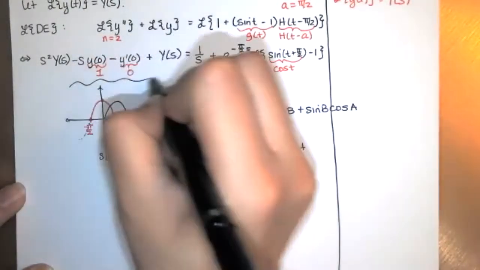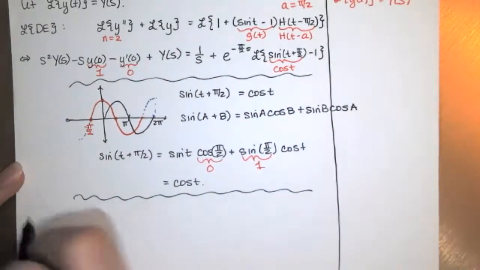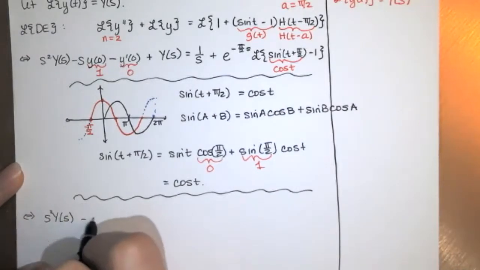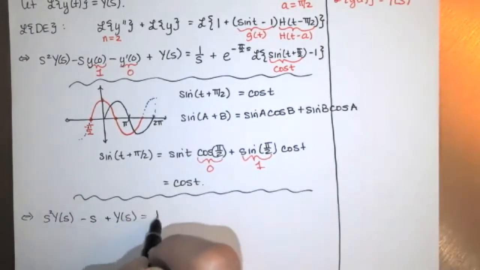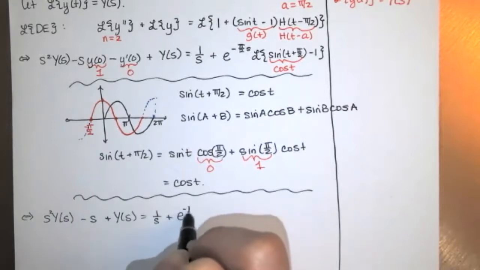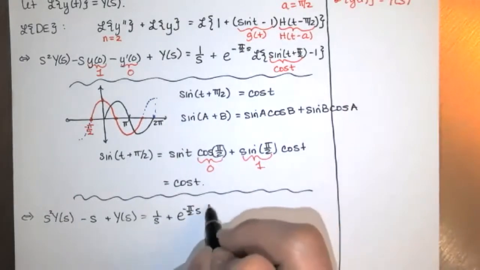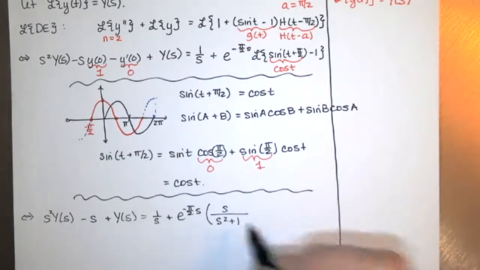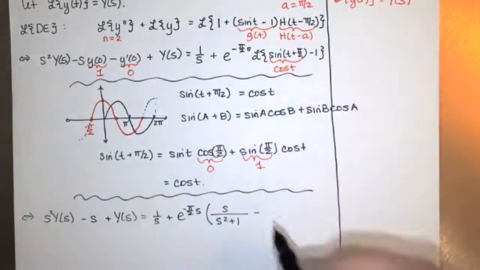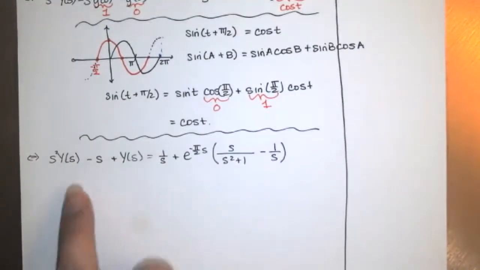So after that little aside, we have this. We have s squared times y of s minus s times 1 minus 0 plus y of s is equal to 1 over s plus this exponential times the Laplace transform of cosine of t, which is s over s squared plus k squared, k is 1, minus the Laplace transform of 1, which is 1 over s. Okay, now we're trying to get y of s by itself.